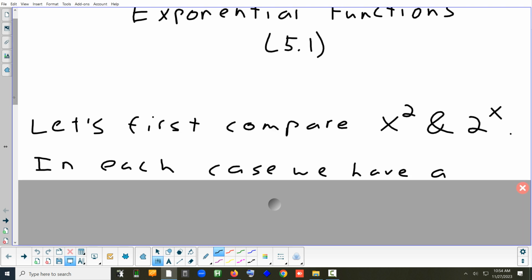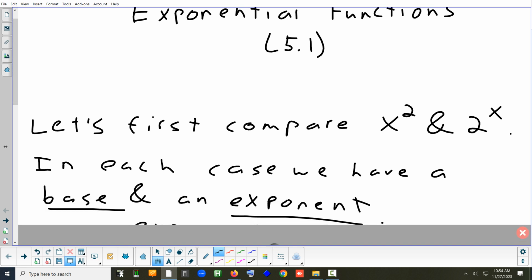All right, so first I just want to graph the difference between a polynomial and an exponential. What's on the left between these two functions, x to the second power, that's a polynomial. What's on the right is an exponential. In each case, you have a base and an exponent. But it's what's in the base and what's in the exponent that kind of controls what kind of function it is.